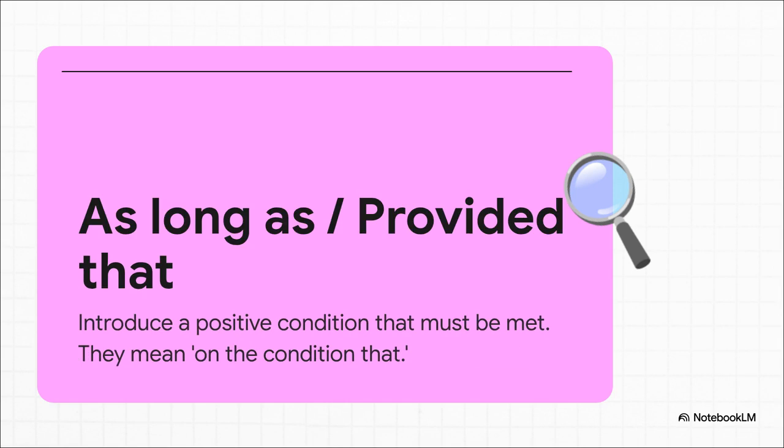And then we've got this pair: "as long as" and "provided that". Seriously, they're like twins. They both mean "on the condition that", and they really emphasize one specific requirement that has to be met. "You can borrow my car as long as you return it tomorrow." The condition couldn't be clearer.